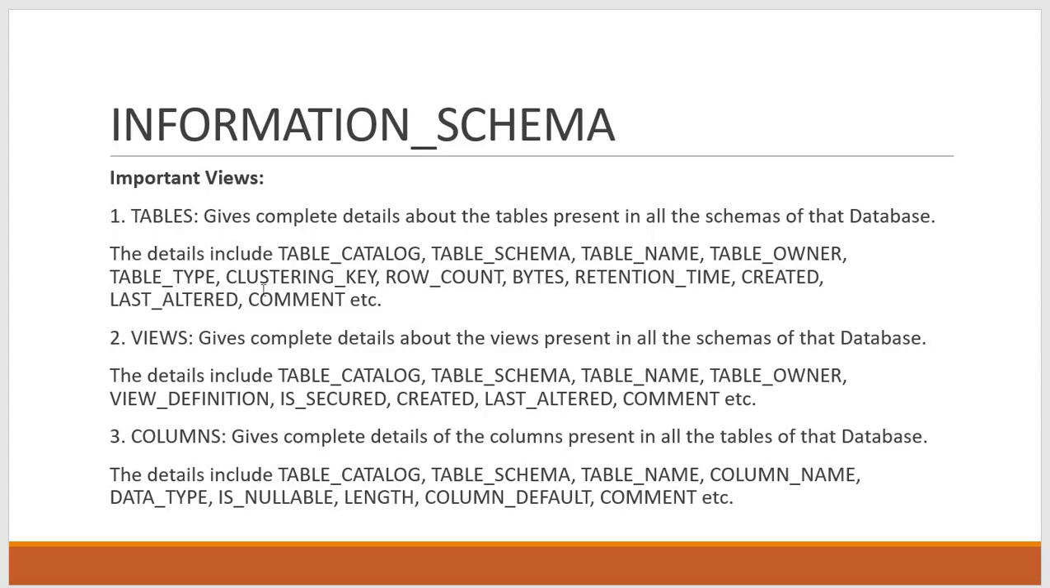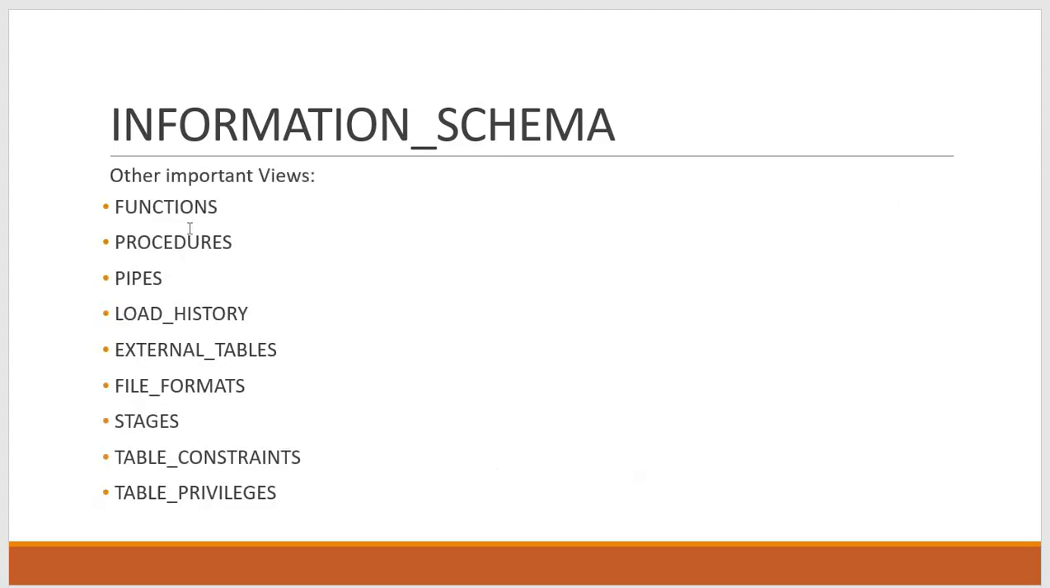Okay, so along with these three views, there are some other important views like functions, that gives details about the user defined functions we are going to create in the database. Procedures, it gives complete details of the stored procedures we are going to create or we have created. Pipes view gives the details of Snowpipe. Load history, so whatever files we are loading from internal or external stages, that complete load history data it maintains. So the details about external tables, the details about file formats.